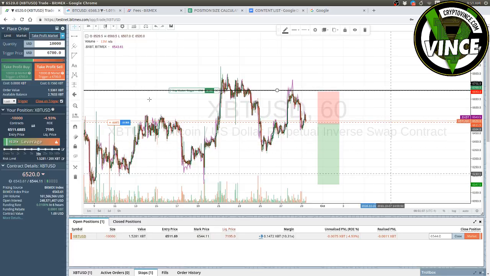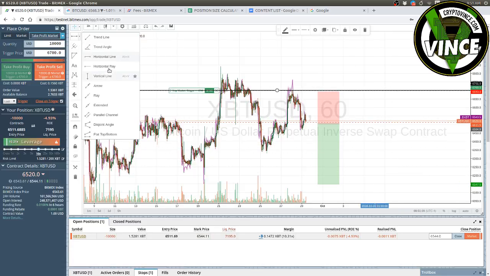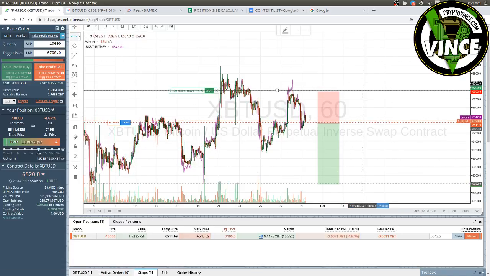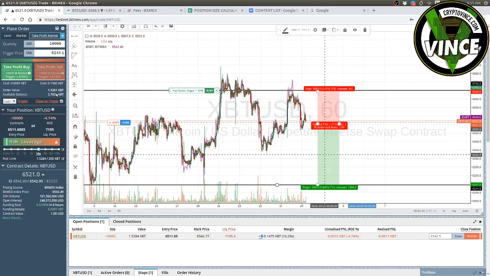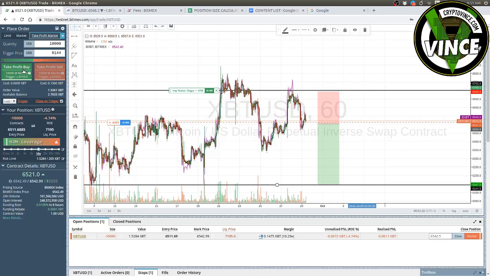But in this case, if I want to take profit on my short position at 6144, I'm going to use a take profit market at 6144. In this case, I'm going to buy, right? Because I'm in a short position, so I'm going to buy 10,000 contracts, right?